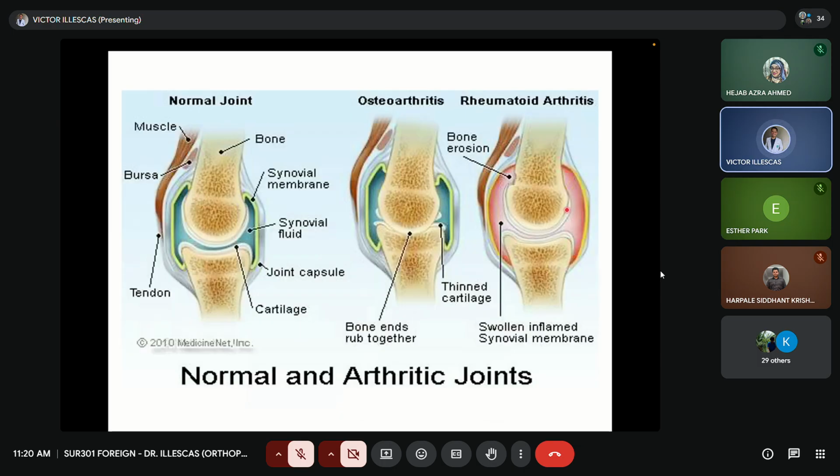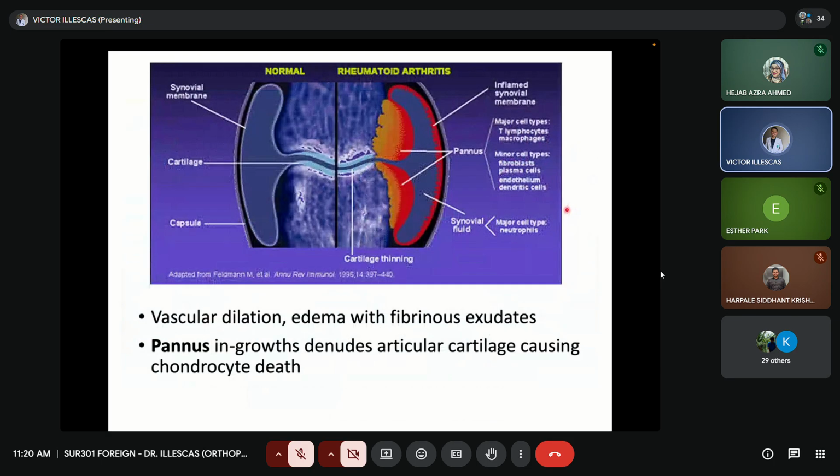go against the soft tissues and later the cartilaginous chondrocytes of the ends of the bone. In comparing this with osteoarthritis, we see that in osteoarthritis, there are thinned out cartilages and bone ends rubbed together. In comparison, rheumatoid arthritis will have bone erosions because of the swelling of the synovial membrane of the joint. So what happens here is that there is vascular dilatation, edema with fibrinous exudates, and there's the presence of pannus, made up mostly of lymphocytes and macrophages that denudes the articular cartilage, causing chondrocyte death.